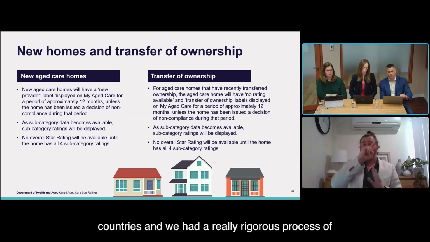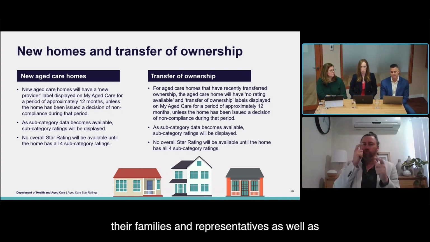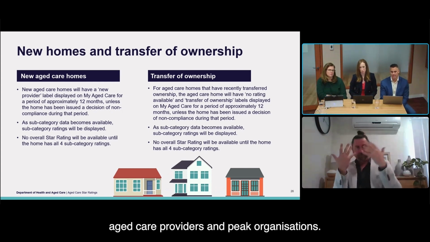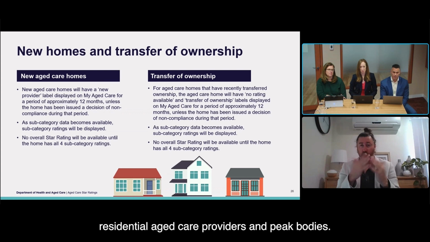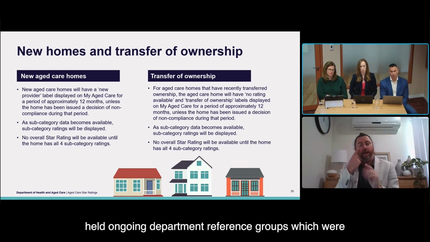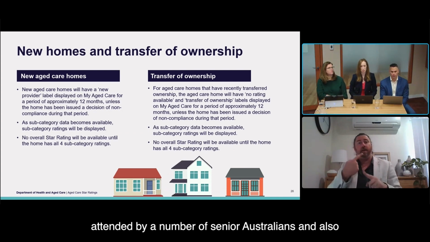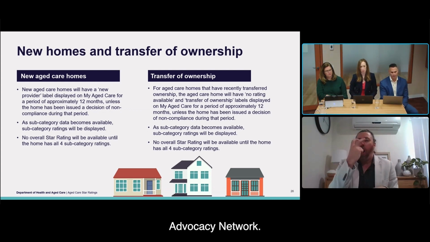We had a really rigorous process of stakeholder consultations with older Australians, their families and representatives, as well as aged care providers and peak organisations. So in total, we had 24 workshops with our older Australians, residential aged care providers and peak bodies. We had 154 written submissions, and we also held ongoing department reference groups, which were attended by a number of senior Australians and also a number of the peaks, including the Older Persons Advocacy Network.